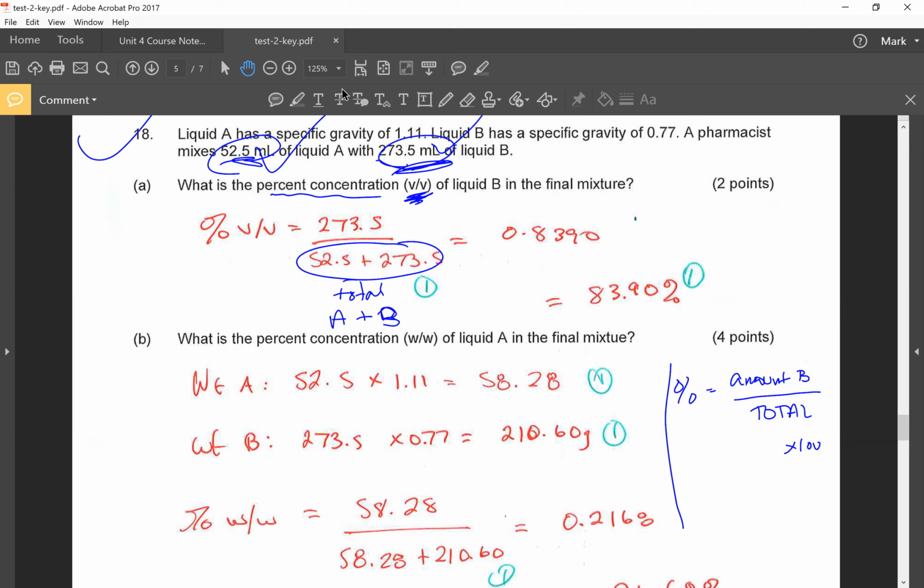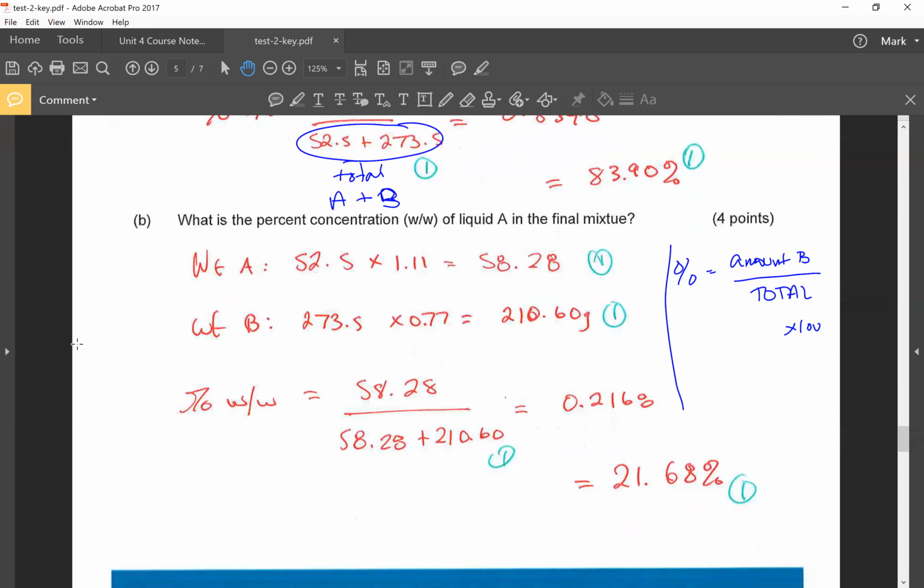Definitely make sure you know how to do volume over volume. You guys did this in chemistry too. So it's the volume of liquid B over the total volume of solution. Done. Okay. B was done better, actually. And again, this is what surprised me. A was maybe not easier, but the less work. And B was a bit more work.